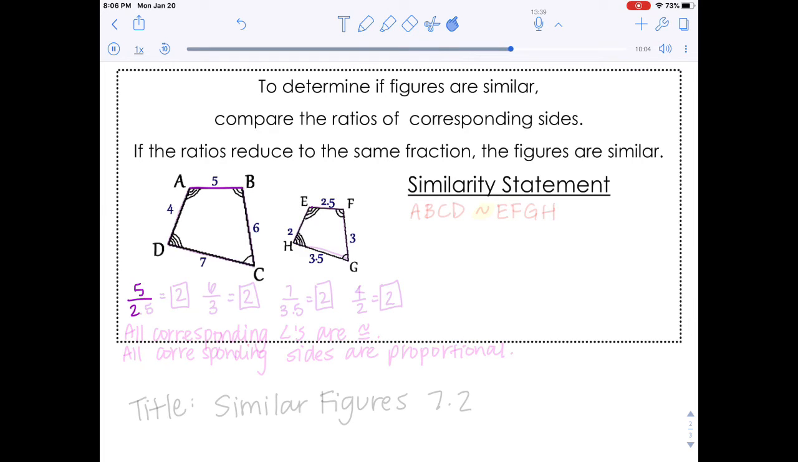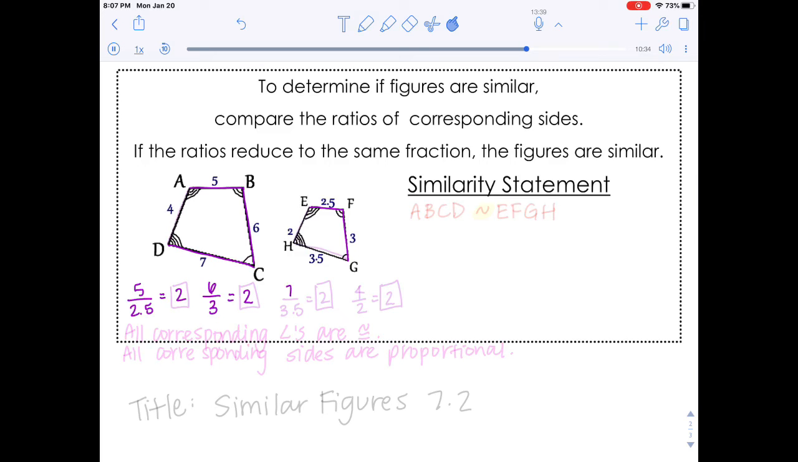So we'll keep going. 4 tick marks to 1 is 7. 4 tick marks to 1 is 3.5. That again simplifies to 2. And lastly, 4 tick marks to 3 is 4, and 4 tick marks to 3 is 2, and those again simplify down to 2. So all 4 of the corresponding sides have a ratio of 2, which means they're similar.